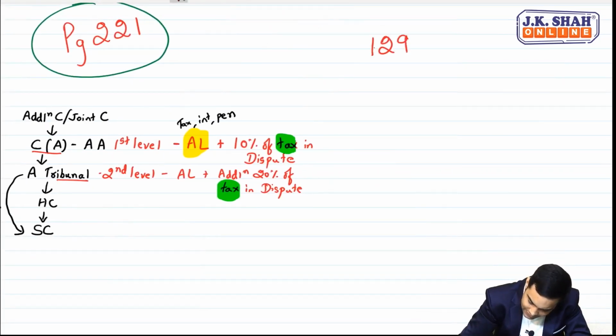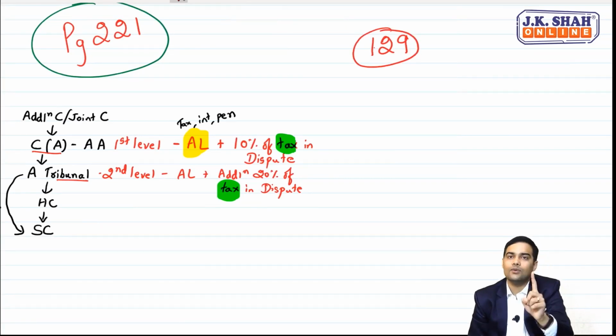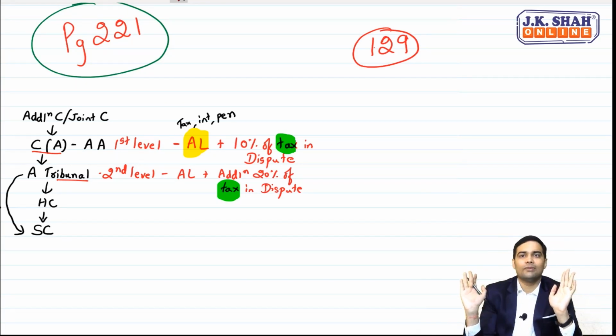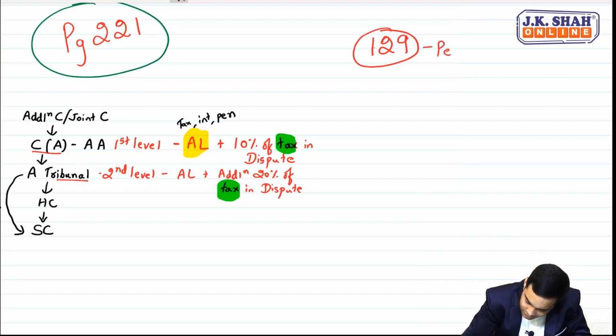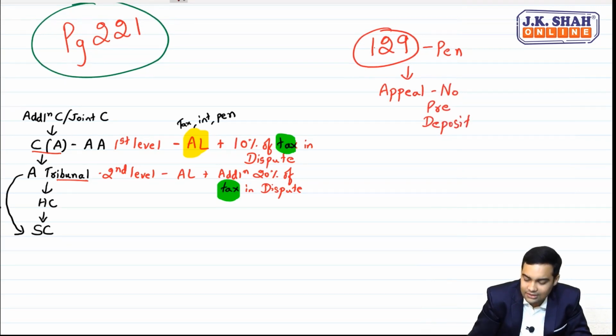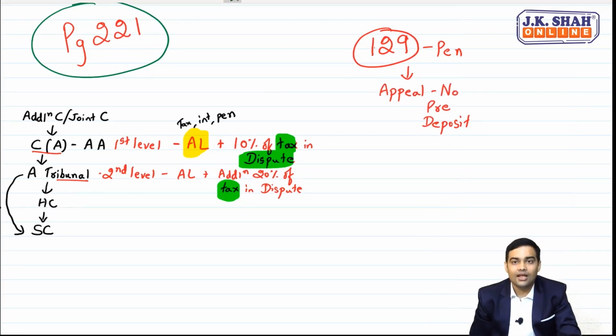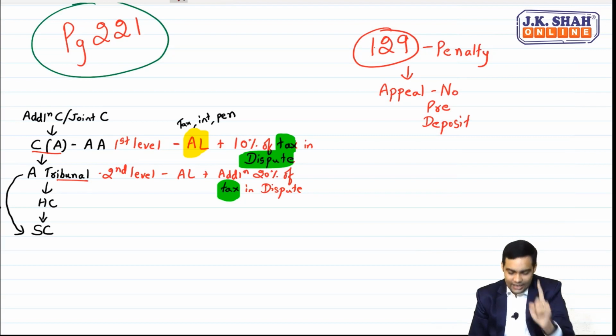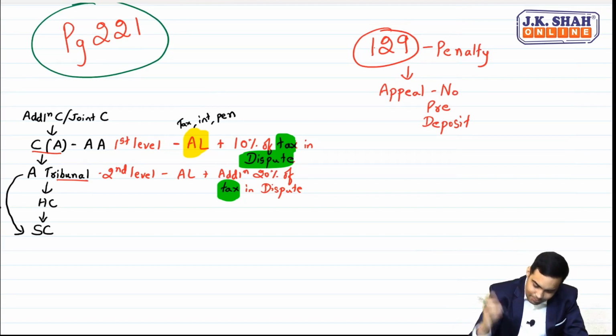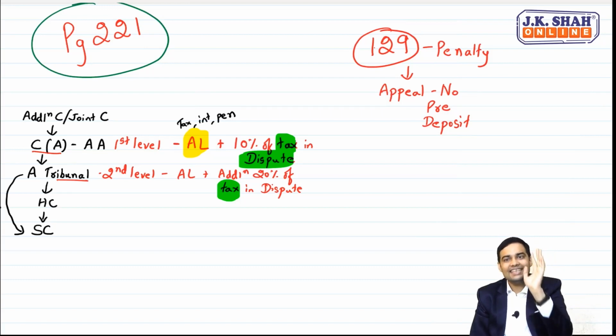Now, certain proceedings under 129. What is 129, sir? 129 is penalty for goods being carried without proper documentation, penalty for goods in transit. If you are filing an appeal for this, then no pre-deposit. This was the scenario. Why no pre-deposit, sir? Because the law said disputed tax. In 129, what is in dispute? Penalty is in dispute. So, if you read the provision, the pre-deposit for 129 cases will be zero.